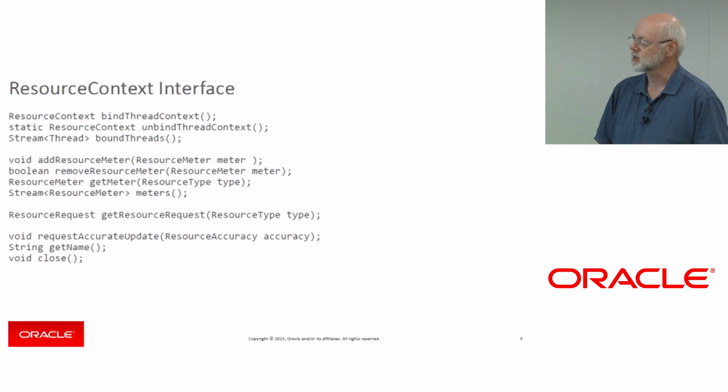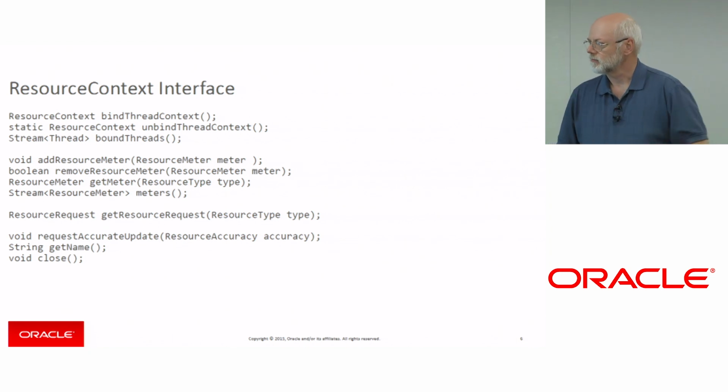The resource context is a pretty simple interface. It's got bind and unbind of threads. You can get a list of the threads that are bound to the context. You can add meters, resource meters, of which we'll get to particular subtypes, and list the meters that are in there. And then one of the key operations is get resource request, which finds the correct meter for the particular type within a resource context to add or modify.